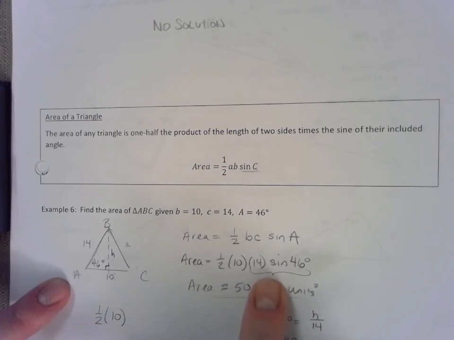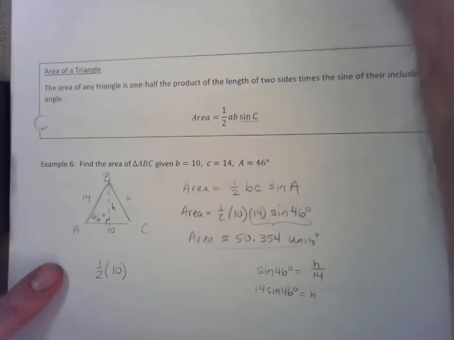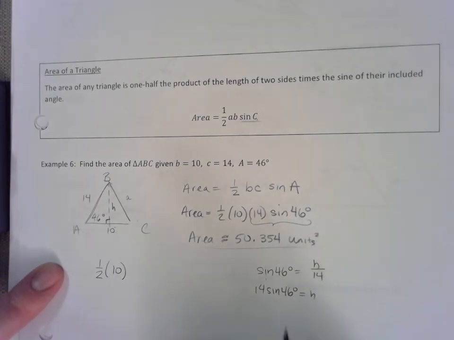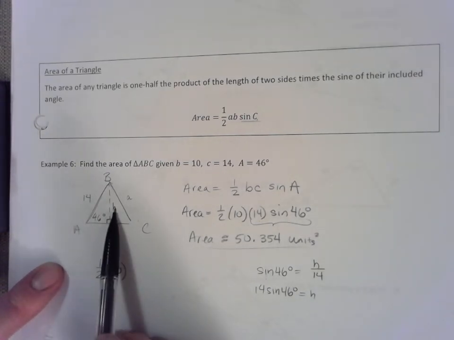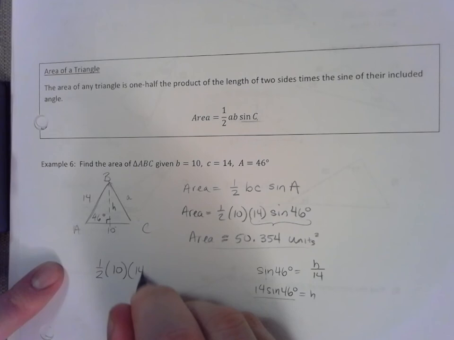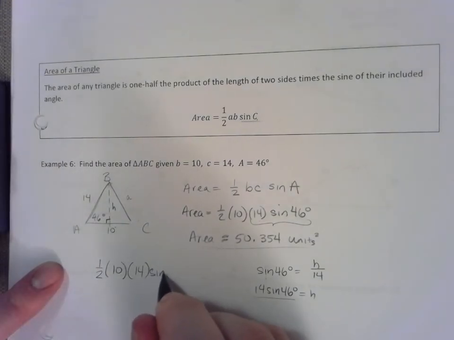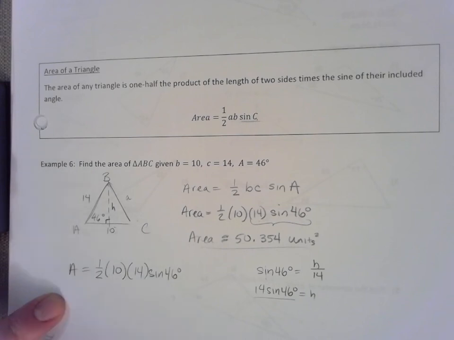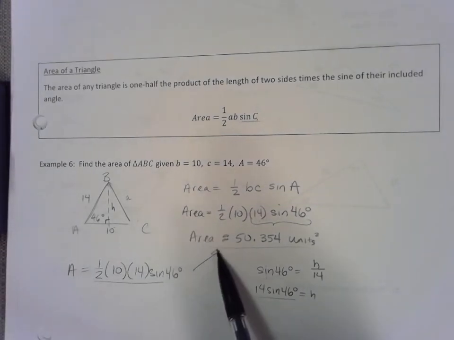And wouldn't you know it? That's exactly what I had up here. So the sine of 46 degrees is opposite over hypotenuse, h over 14. Multiply by 14, this is your height. This is the reason why it works: b sine c is the same thing as the height of that triangle. In our triangle, it's really c sine a that is the height, and that formula is going to give us the same solution.